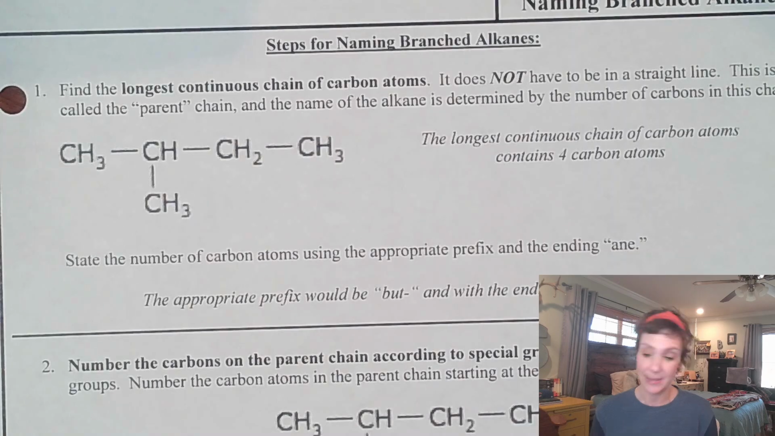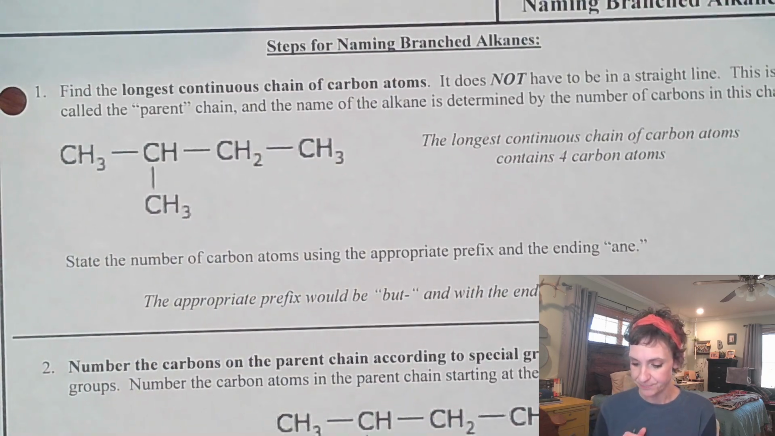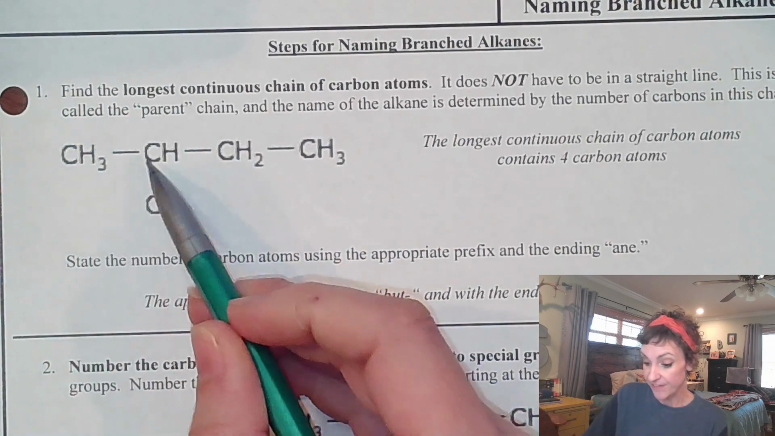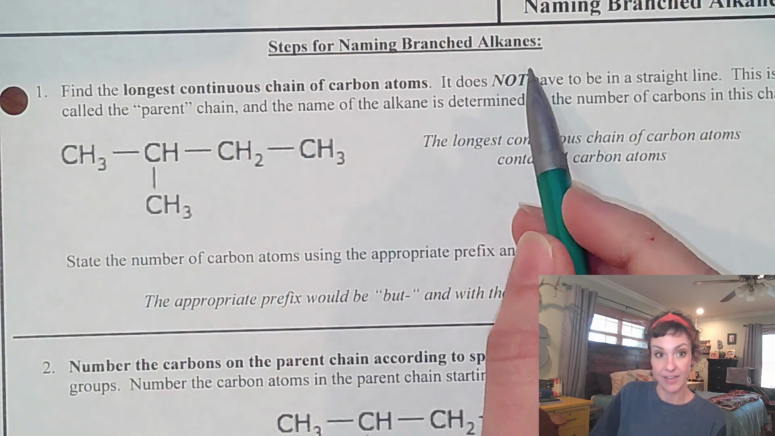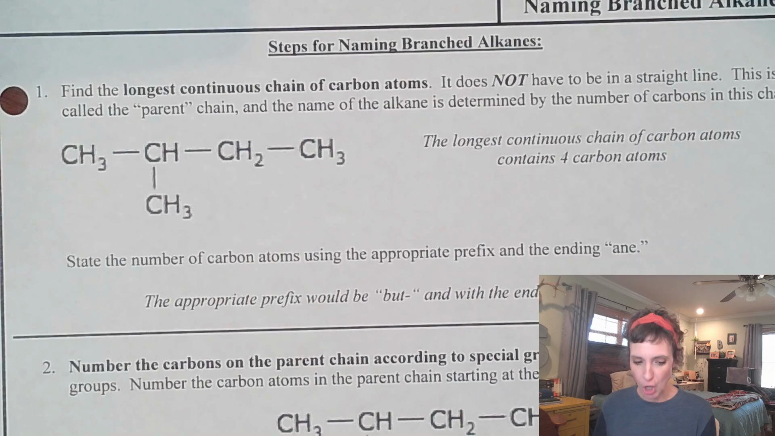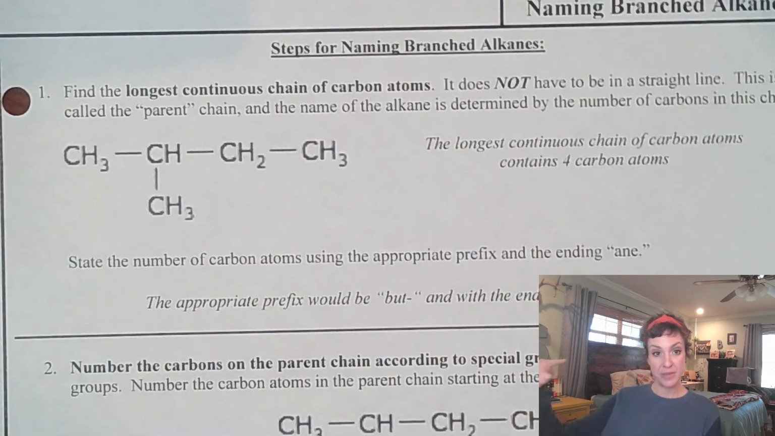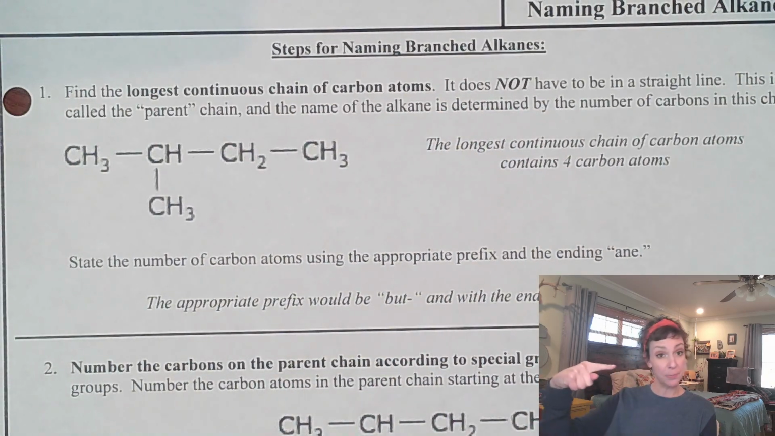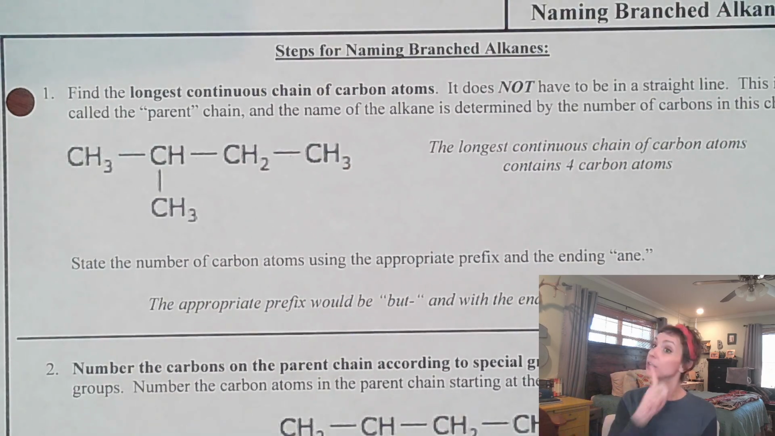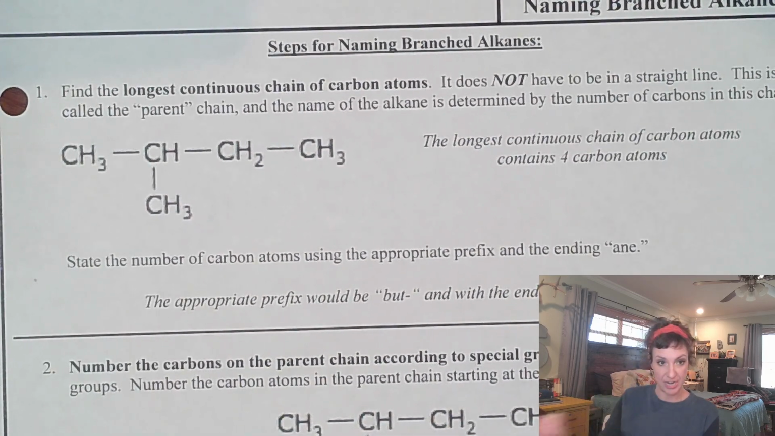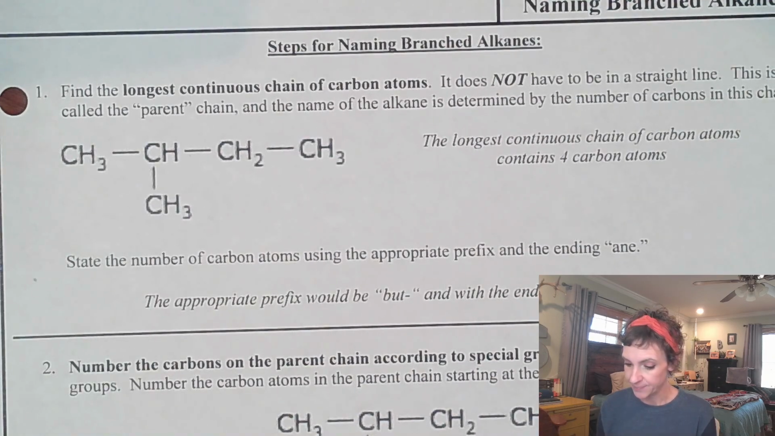Here's some steps for naming these branched alkanes. And just as a review, alkanes are carbons that are single bonded to each other in that carbon chain, okay? Which is in fact what I see. I see only one line, so those are my alkanes. It says, find the longest continuous chain of carbon. It does not have to be in a straight line. That means it could potentially go down or could go up through a different branch. I've got to find the longest connection of carbons in a row, okay? This is going to be called the parent chain.